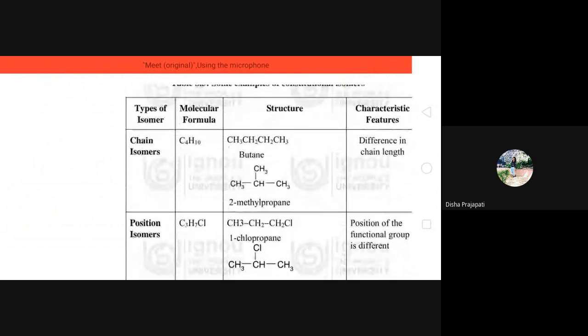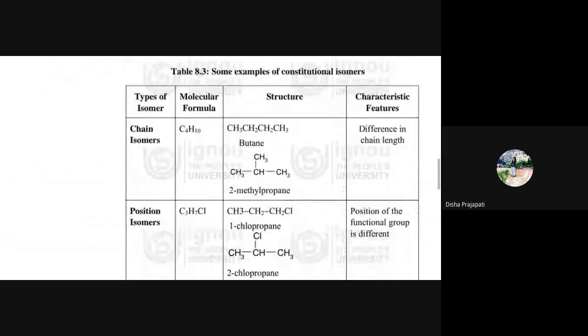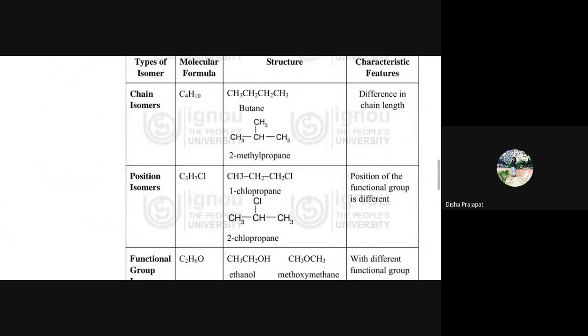Constitutional isomerism: chain isomers, which we discussed earlier, are for example butane and 2-methylpropane. Both have the same molecular formula, C4H10, but because the structure of the carbon atoms and their position is different, they are called chain isomers. There is a difference in chain length. The first one has 4 carbon atoms in one chain, and the second has 3 carbon atoms in the chain, with one attached to the middle carbon atom.